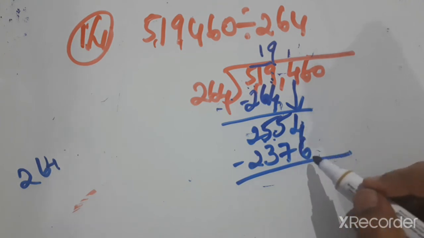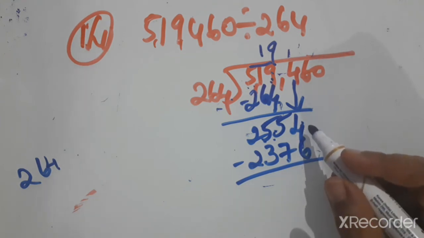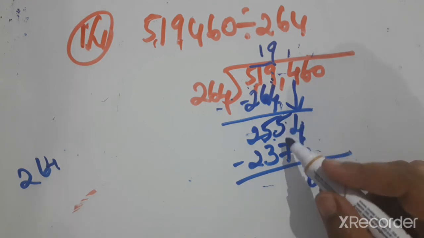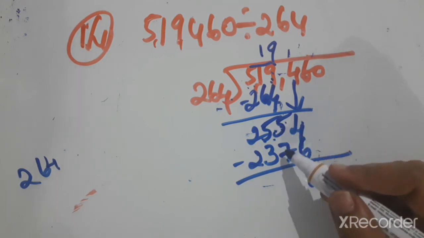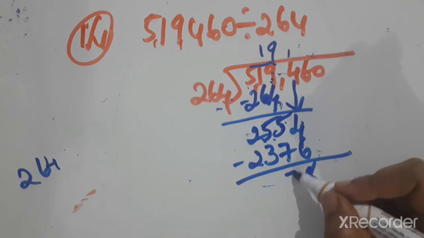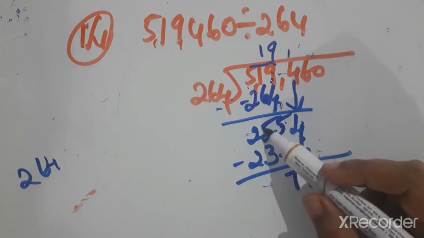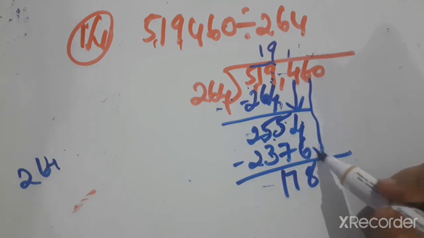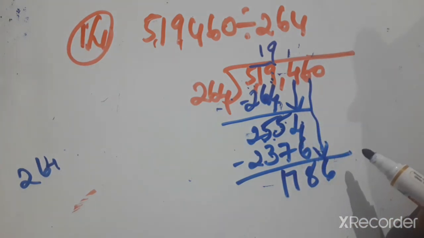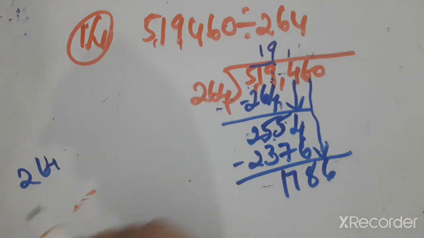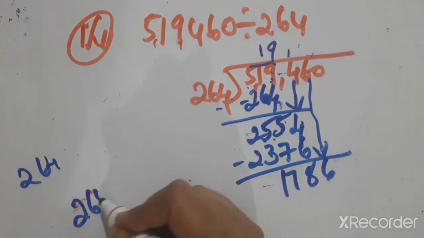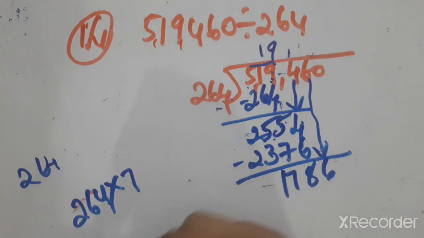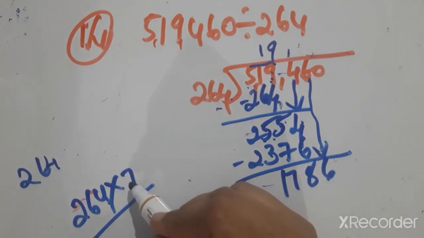Now 14 minus 6 is 8. 4 minus 1 is 3, 14 minus 7 means 7. Now here 4 minus 3 is 1. Bring one number down, that is 6. 1786. So let me check. 264 into which is nearer, we have to check. 7 we try, children.